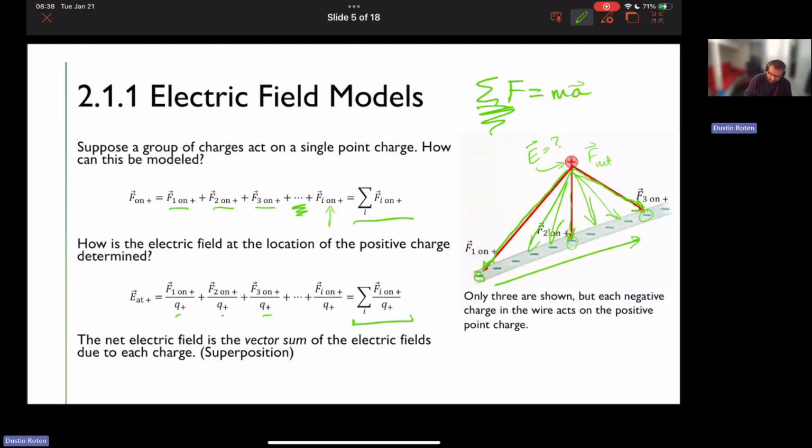Each negative charge along this wire is going to generate its own electric field, and then this positive charge is going to interact with all those electric fields. So the net electric field is the vector sum of the electric fields due to each charge. And you may remember this from last semester, but that is the principle of superposition, where you can add forces together sort of on top of each other, and they are summative.